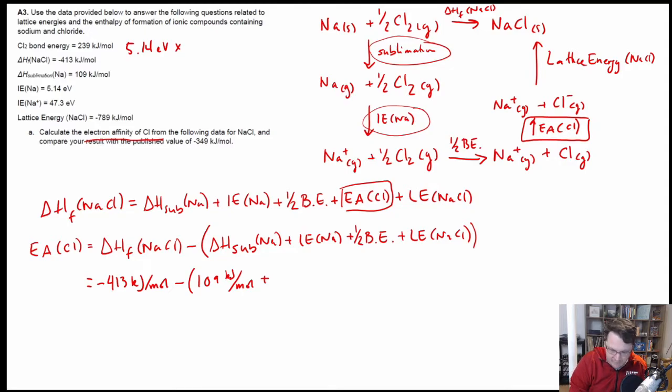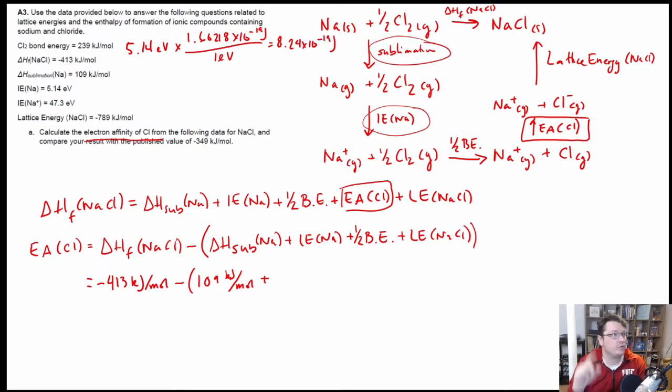So what we have is 1.60218 times 10 to the negative 19 joules over 1 electron volt. And so 5.14 times 1.60218 times 10 to the negative 19 comes out to 8.23. Oh yeah, there's only 3 sig figs, so it would be 8.24 times 10 to the negative 19 joules.